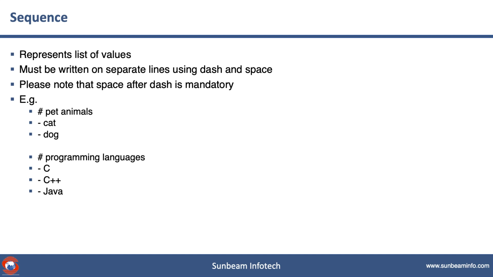You can use YAML in various different cases. For example, it can be used to write a Docker Compose file, or it can be used to write a configuration file in Kubernetes. There are various different scenarios where YAML is used. This was a quick overview of YAML.